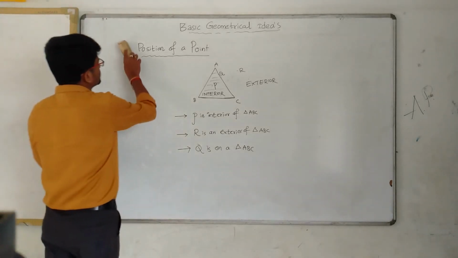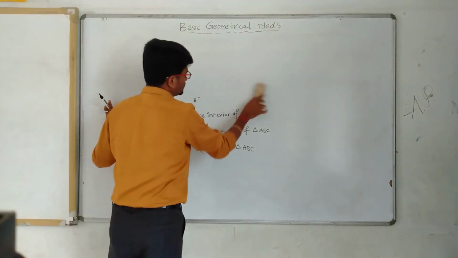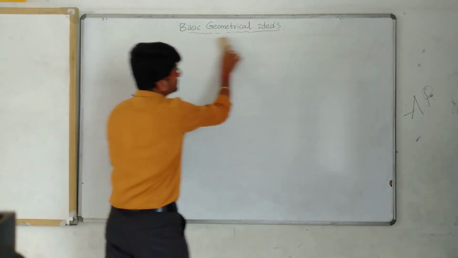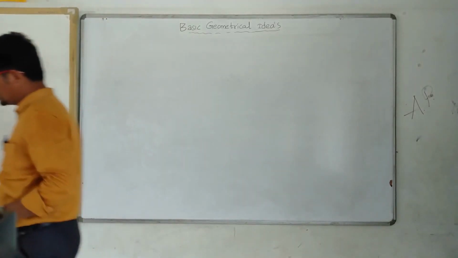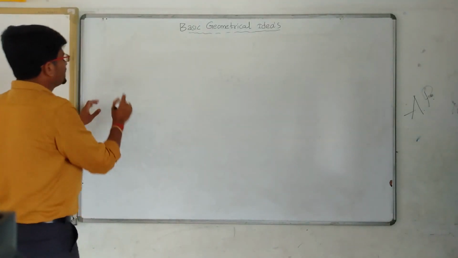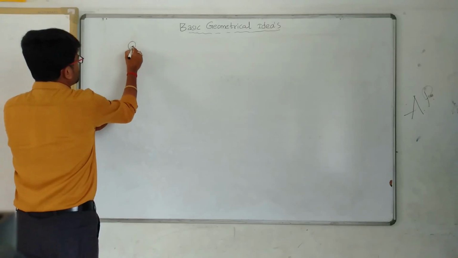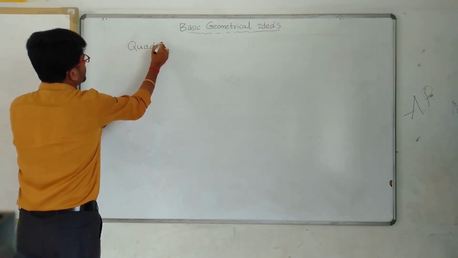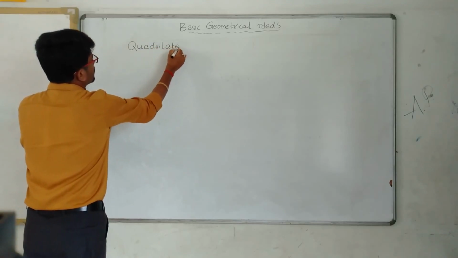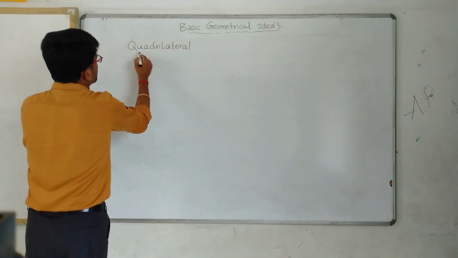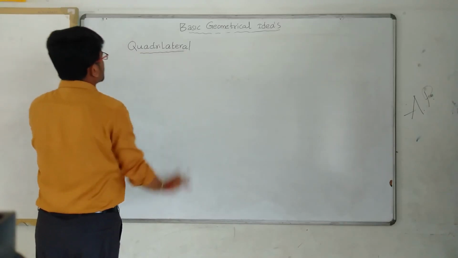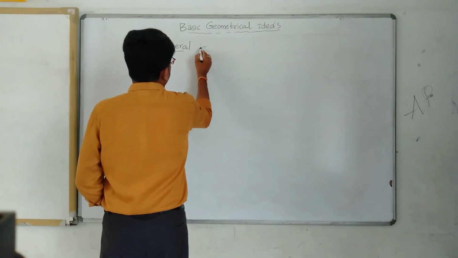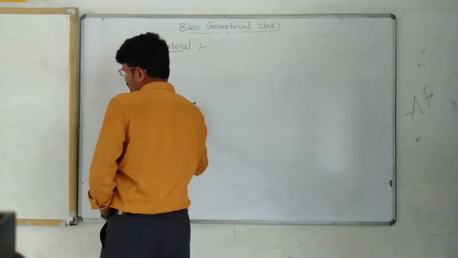Next thing. Next polygon is quadrilateral. Next thing is quadrilateral. What is quadrilateral?